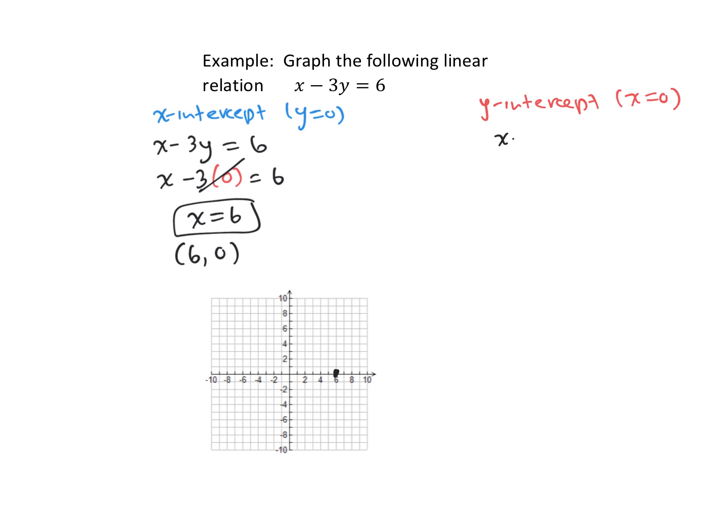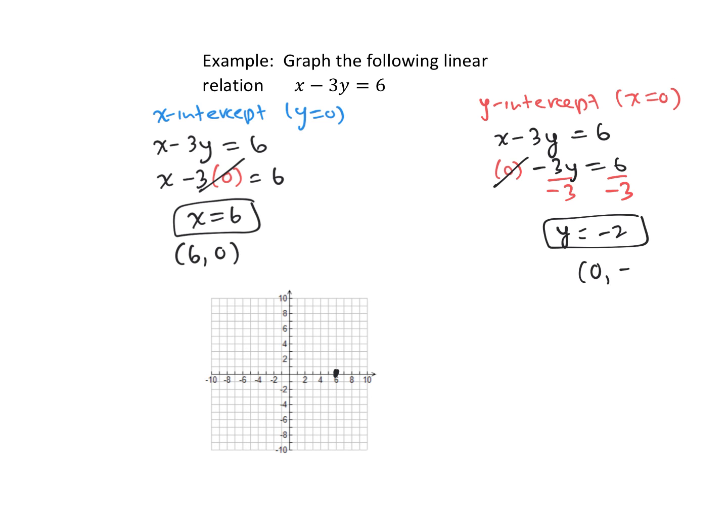And then we'll do the same with this equation. We'll let x equal 0, which gets rid of that term, and then we'll divide by negative 3 to solve for y. So when we let x equal 0, y equals negative 2, which is right there. And now we have our 2 points that are required to make a line.